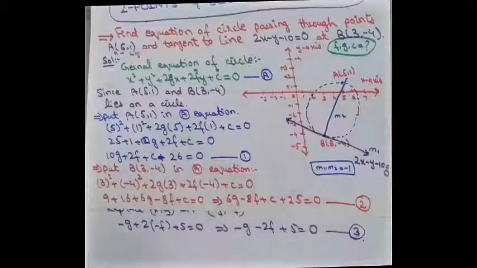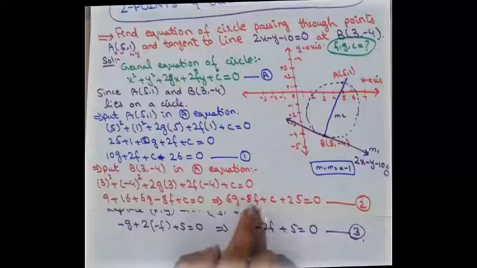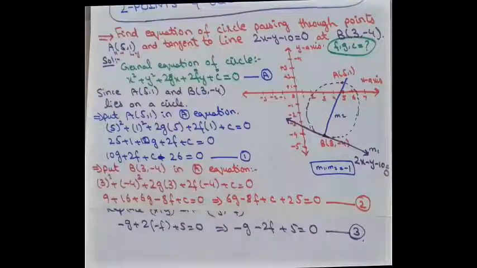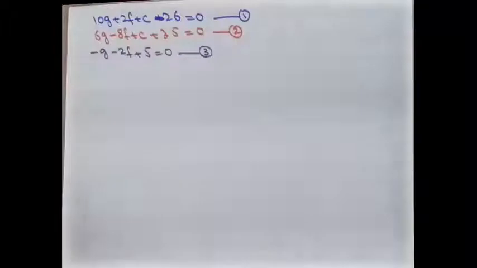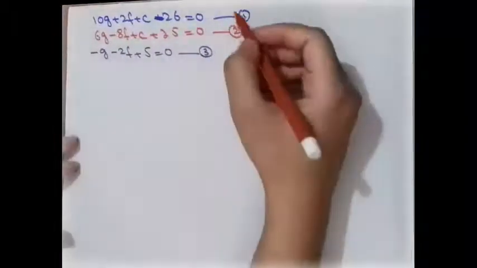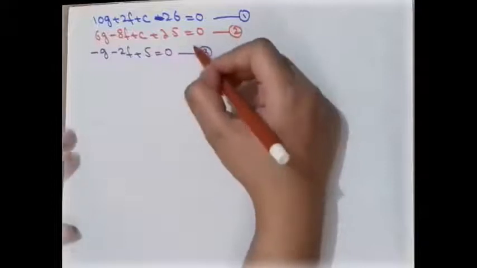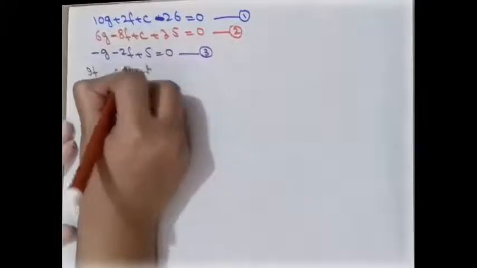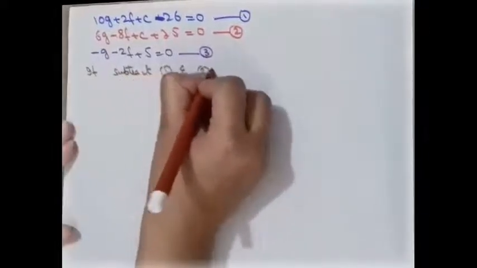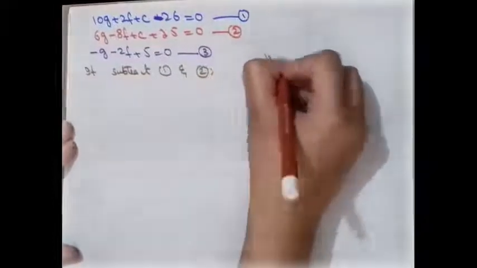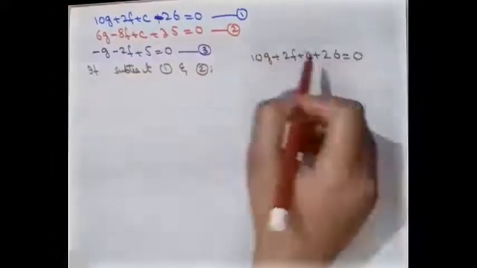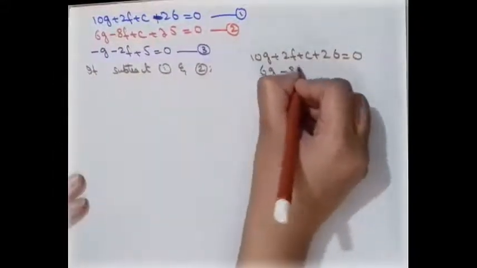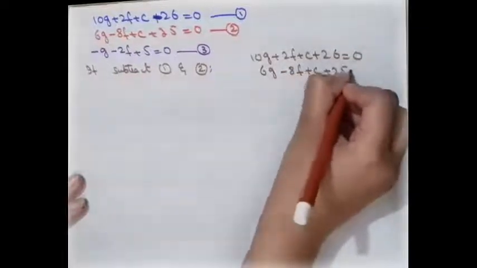So we have these three equations, and to solve them simultaneously, we have to find the values of f, g and c. Now solve these three equations to find the unknown terms. If we remove the c term by taking these two equations, then we solve with the third equation. So subtract the second equation from the first: we have 10g plus 2f plus c plus 26 equals 0, and subtract the second equation, which is 6g minus 8f plus c plus 25 equals 0.